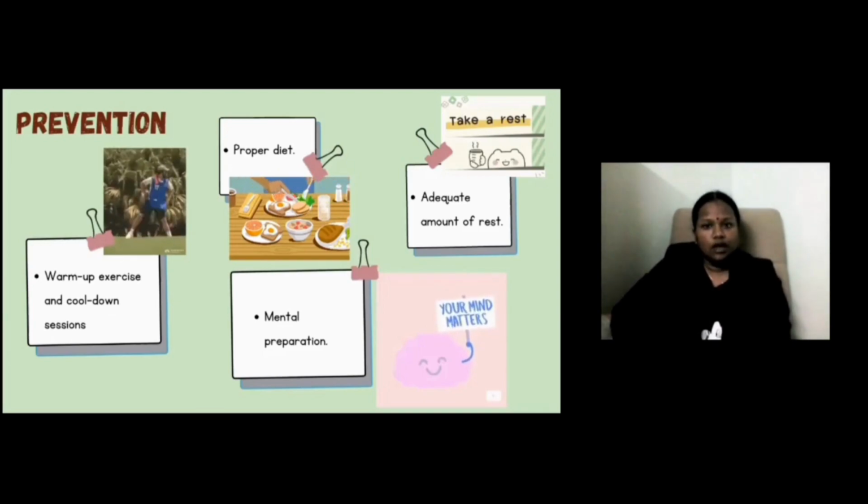Next is proper diet. Food is very important for humans, so a proper diet is a must to give strength to the body. Healthy food provides energy to the muscles and helps them to stay strong. As much as physical preparation is important, mental preparation is equally important. Not being mentally prepared for a game or training will lead to players losing focus and getting injured. Players should be physically and mentally strong to pay attention and avoid injuries during the games or training.